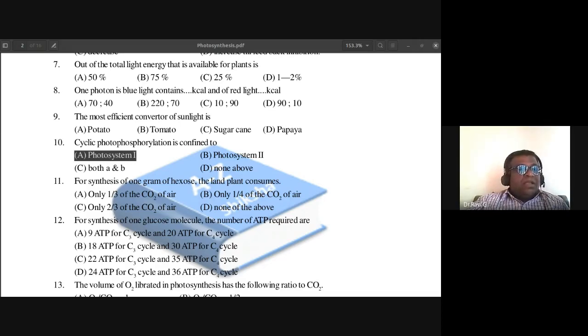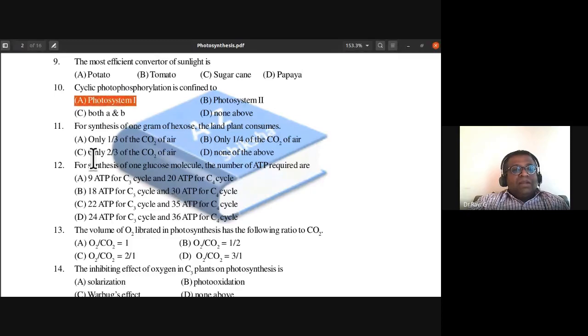Okay. For synthesis of 1 gram of hexose, the land plant consumes... Hexose, 1 gram of hexose, is the glucose. The land plant, that is a terrestrial plant, what is it going to consume? Only one third of the carbon dioxide of air, only 1/4 of the carbon dioxide of air, only two-thirds of the carbon dioxide of air, none of the above.